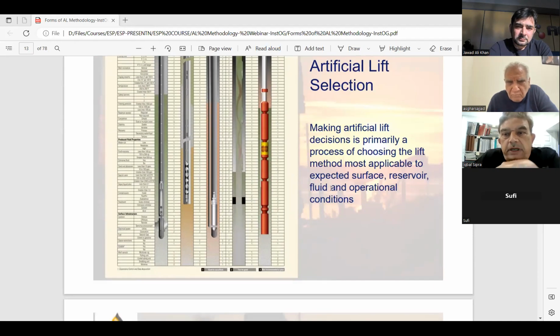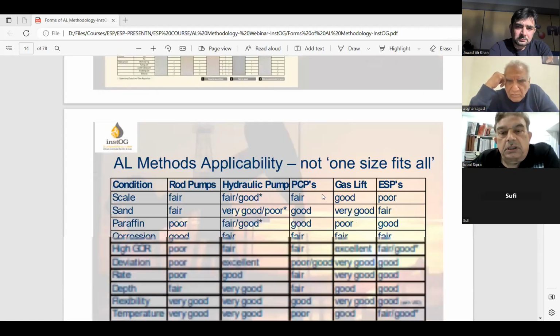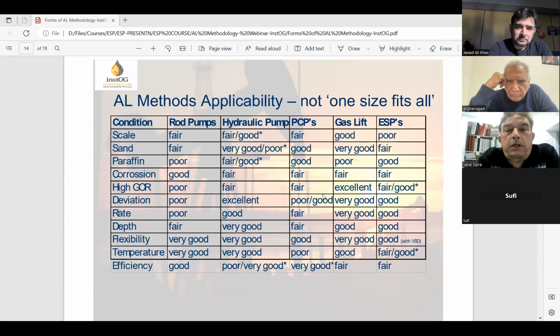Artificial lift selection is primarily a process of choosing the lift method most applicable to the expected surface, reservoir, fluid, and operational conditions. So these are artificial lift method applicabilities; it's not one size fits all. For scale, the most suitable system is hydraulic. For sand, the most suitable is gas lift. For paraffin, the most suitable is hydraulic. For corrosion, the most suitable is the rod pump. For high GOR, the most suitable is gas lift.